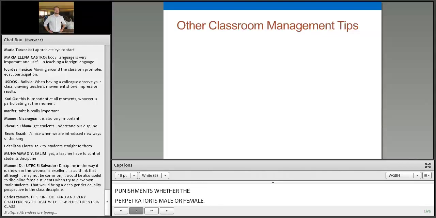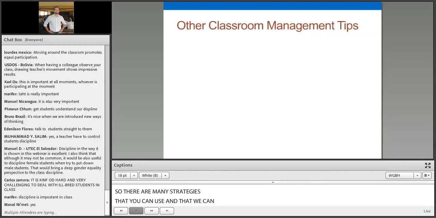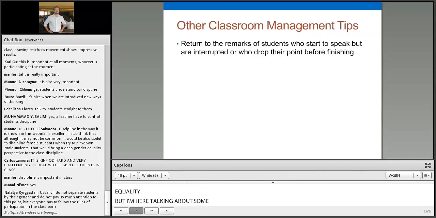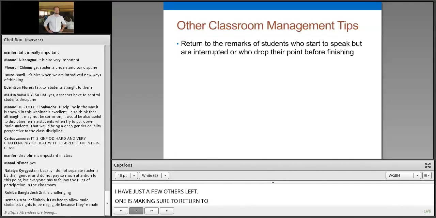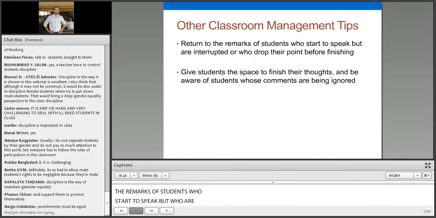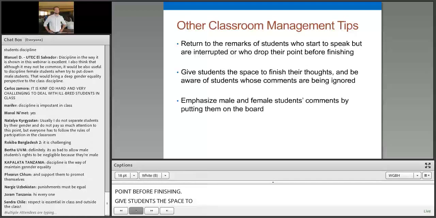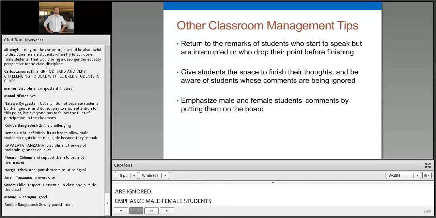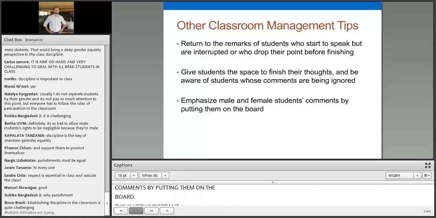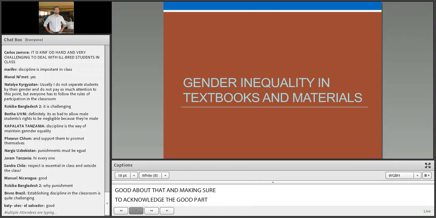So there are many strategies that you can use and that we can suggest to promote gender equality, but here we're talking about some of the most useful. I have just a few others left. One is making sure to return to the remarks of students who start to speak but are interrupted or who drop their point before finishing. Give students the space to finish their thoughts and be aware of students whose comments are being ignored. And also emphasize male and female students' comments by putting them on the board. This is very important, especially if you have timid students. If they do finally participate, make them feel good about that and make sure to acknowledge the good point they made and write it on the board.